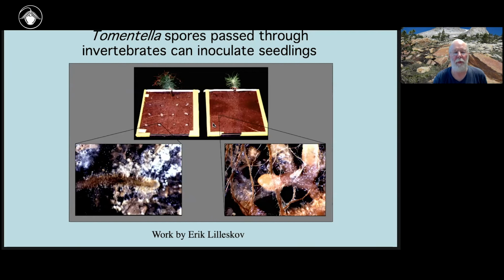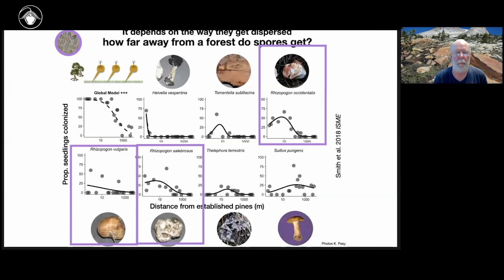And when we take those spores and put them onto seedlings, it will cause colonization. So these look like they kind of go through the microinvertebrate food web. And so it's not surprising that they're not getting far from the forest edge. How about the Rhizopogons? If we look at the Rhizopogons, they too plateau reasonably early. They make it about 100 meters from a forest edge, and then their frequency goes way down.